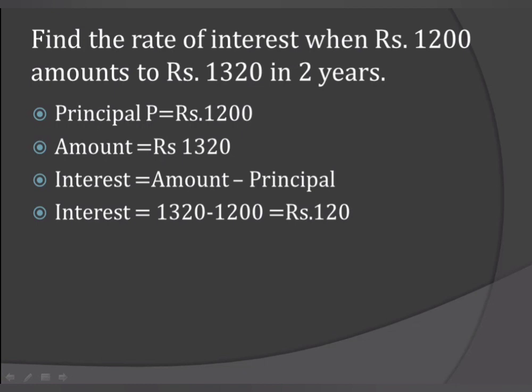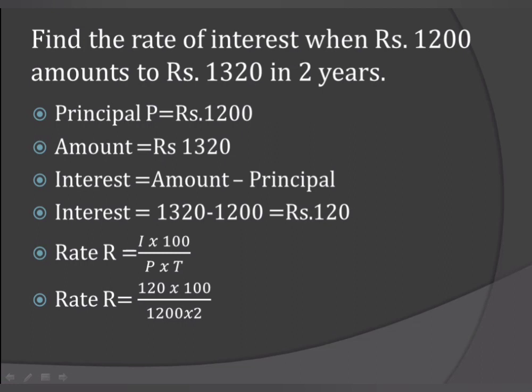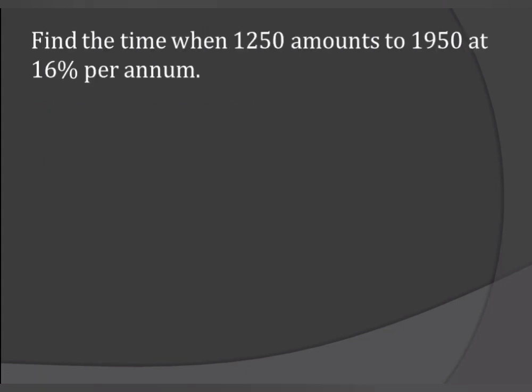Now we need to calculate your rate of interest. So I will take the formula of rate of interest, that is R equals I into 100 upon P into T. So here I, we have 120, 100 multiplied with 100, principal is 1200 multiplied with 2. Now cancelling out, I will get your rate of interest as 5% per annum. Now we move on to next question.